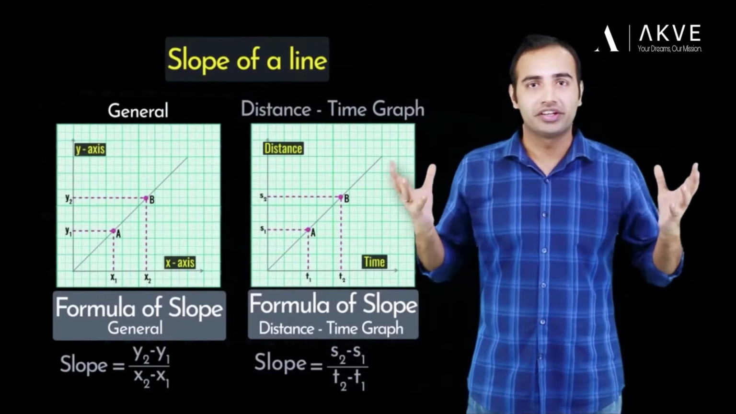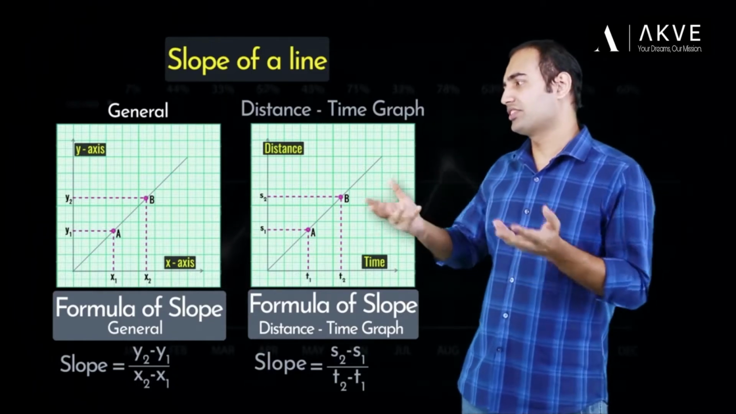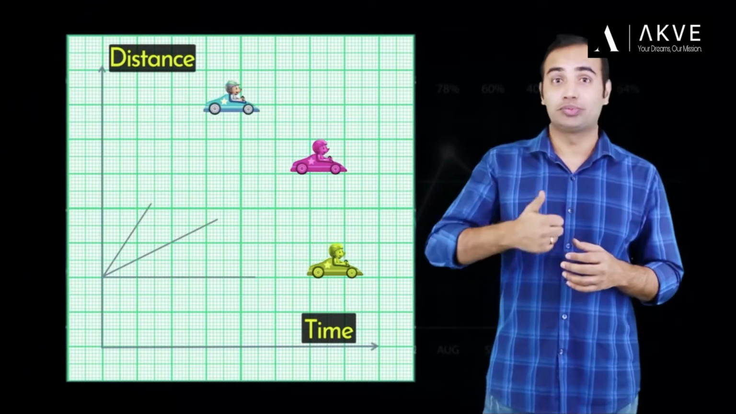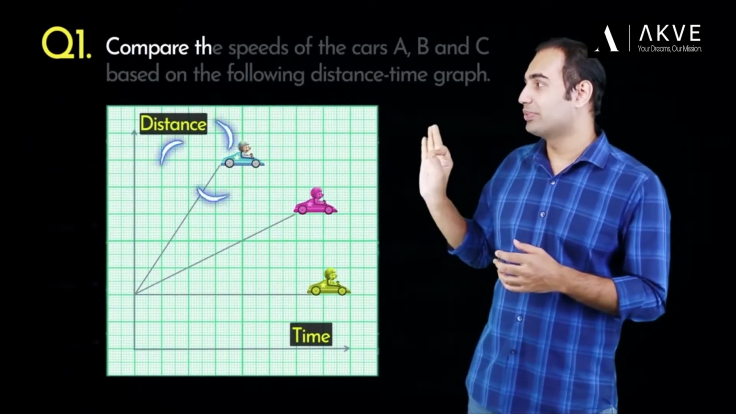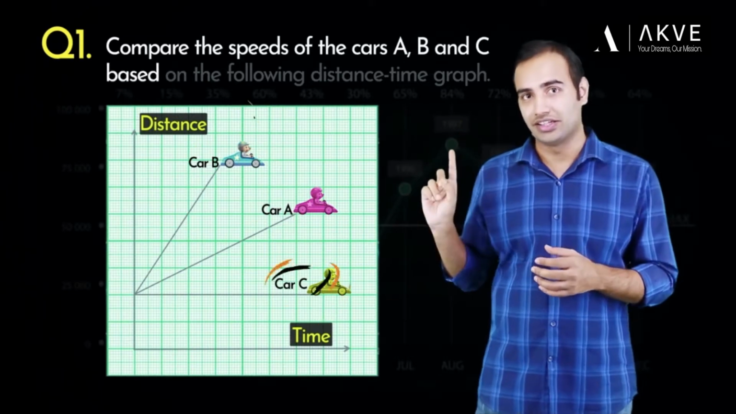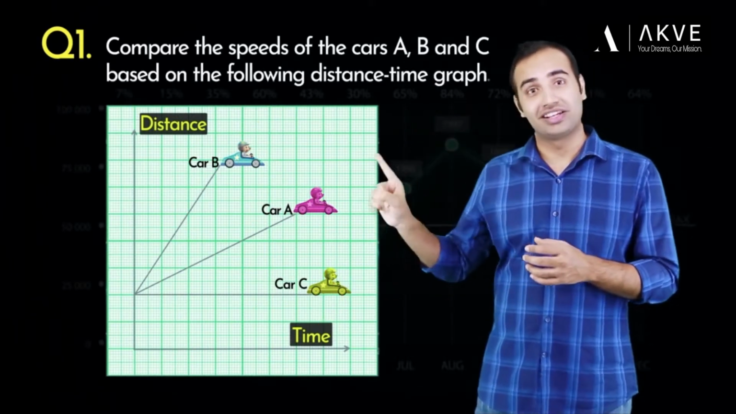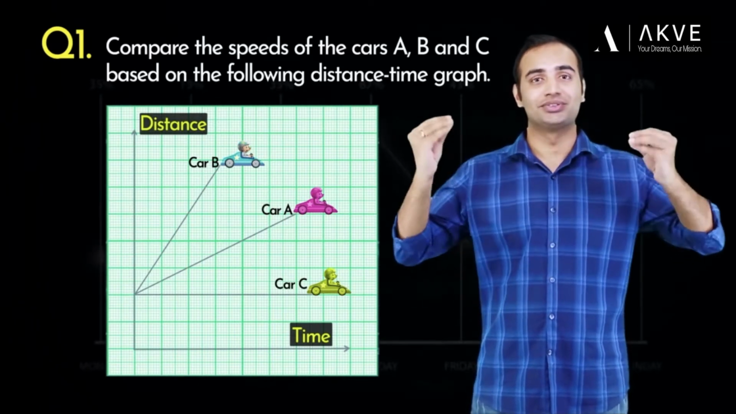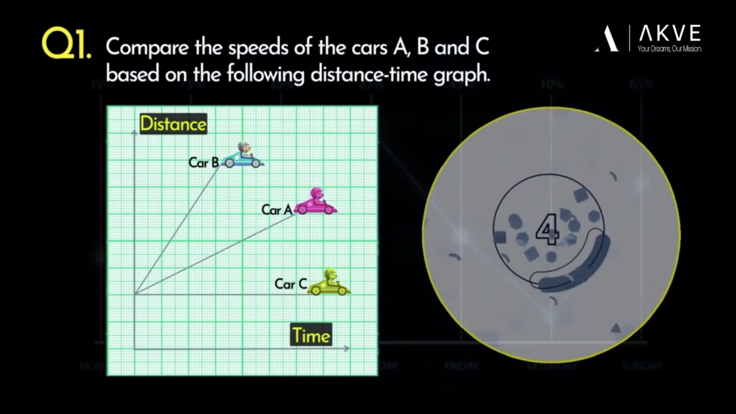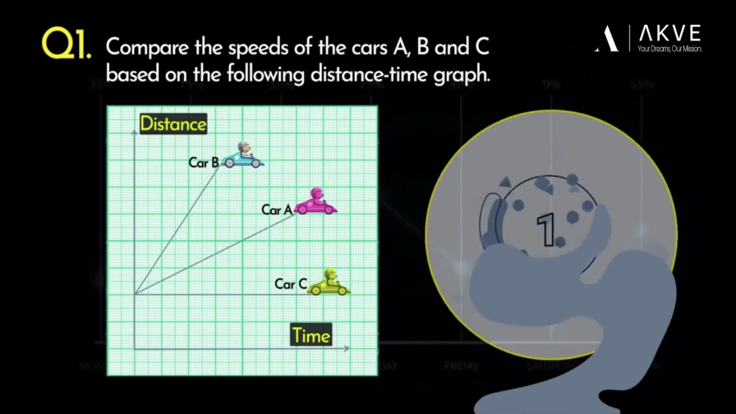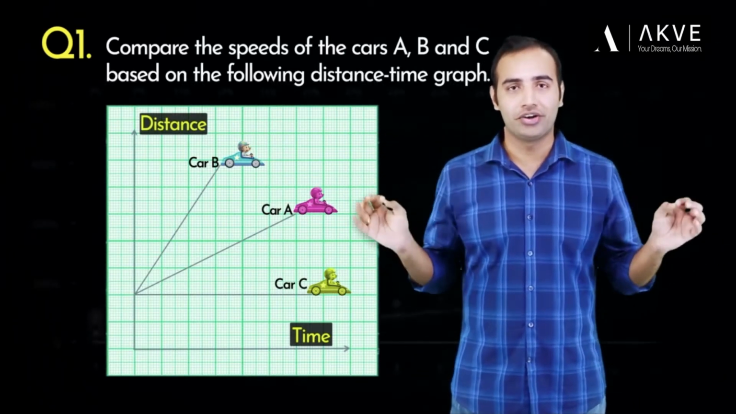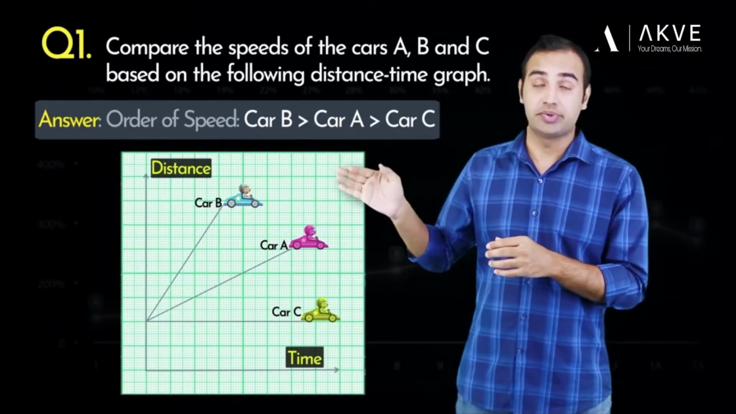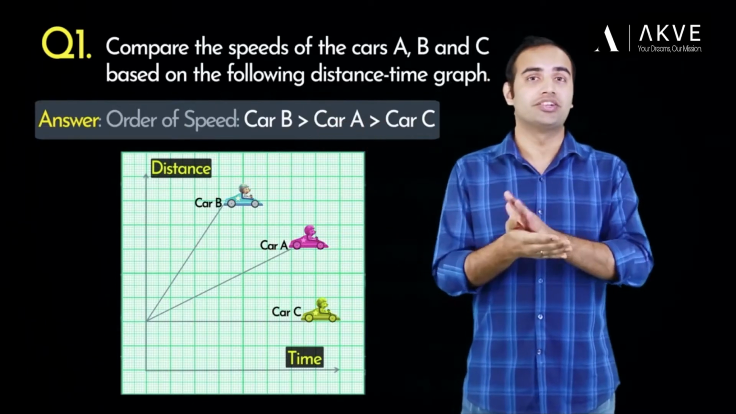Now some of you might be wondering, what's so fascinating about this result? Well, you would know in a moment if you solve this problem over here. So the problem asks you to compare the speeds of 3 cars A, B and C whose distance time graph looks like this. I want you to take a moment and try getting an answer to this question. Okay, time's up guys. The right order for the speed of these 3 cars is speed of car B is more than speed of car A, which in turn is more than speed of car C.